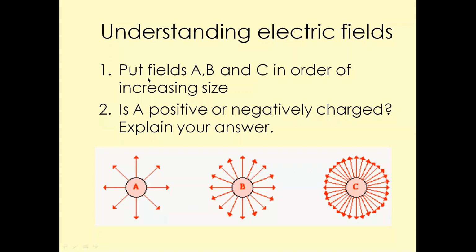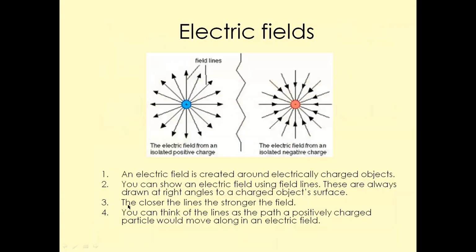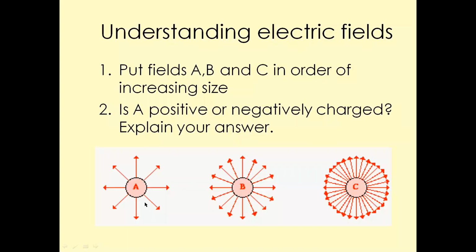Right, so for this one, always remember this fact: the closer the lines, the stronger the field. So in C, the lines are very close to each other, so the electric field is going to be strongest around C, and they are further away from each other around A, so the electric field around A is going to be the weakest. So weakest around A and strongest electric field around C.